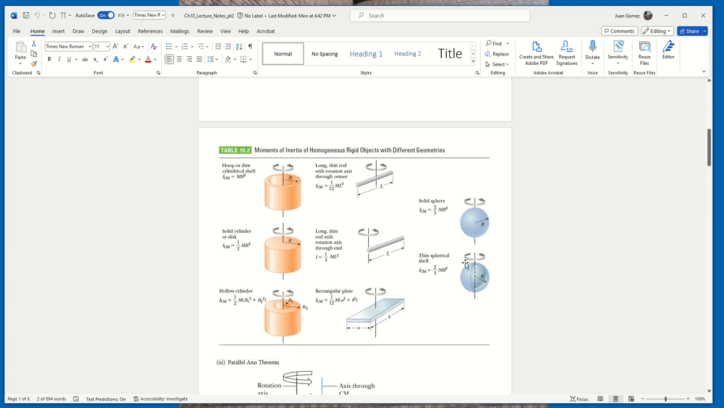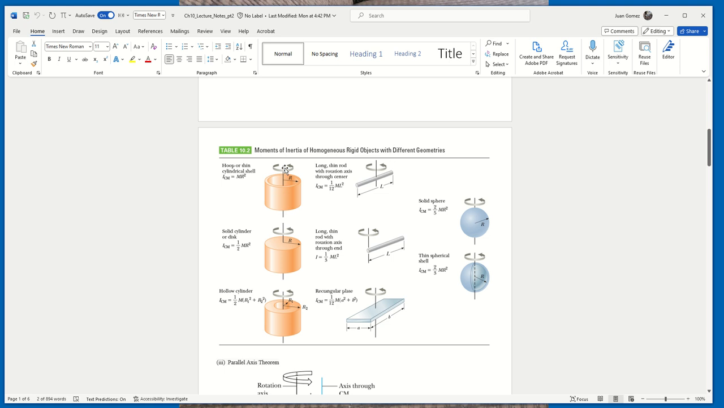a spherical shell. In each case, the mass of the object is large M. In each case, the radius is large R, where it's R1, R2, large R. Here, the length of the rod is L. Here, this is the rectangular plate pivoted about an axis through its center. The sides of the plate are short side A, long side B. And ICM means that the pivot is through the CM.